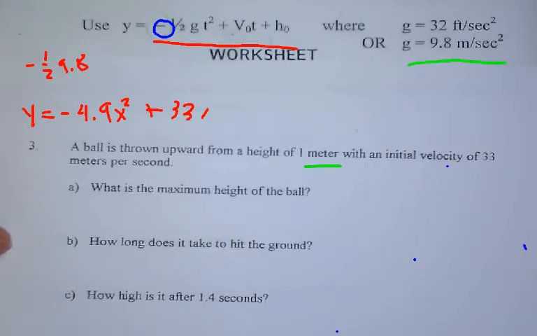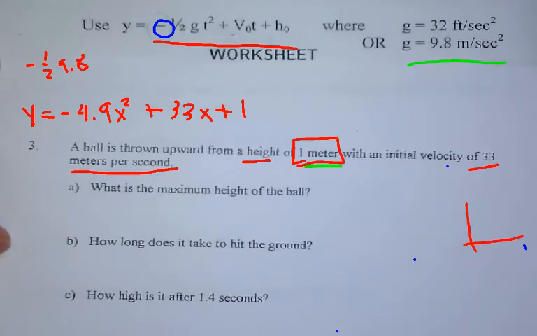33x plus 1. Remember, why is the 1 there? Because it says that's the starting height. And why is the 33 there? Because that's how fast I threw it. There we go. What's the maximum height of the ball? So the graph's going to look the same. We're going to start at 1, 1 meter high. It's going to go up, come down, and hit the ground. How long does it take to hit the ground?